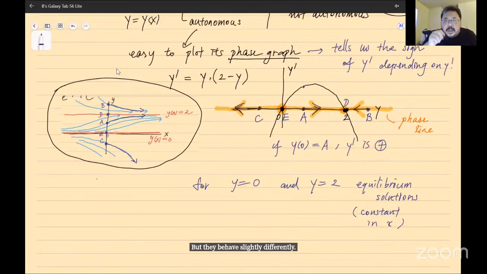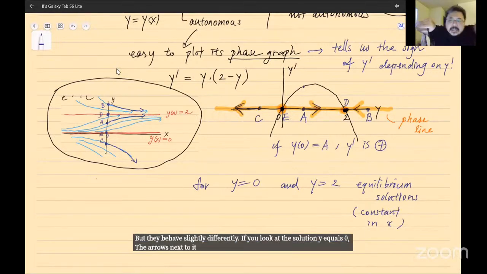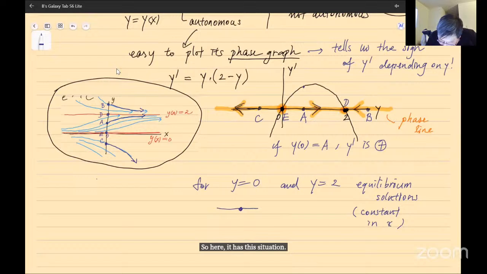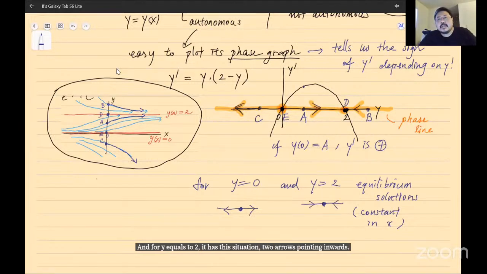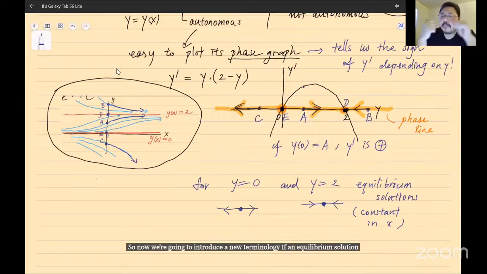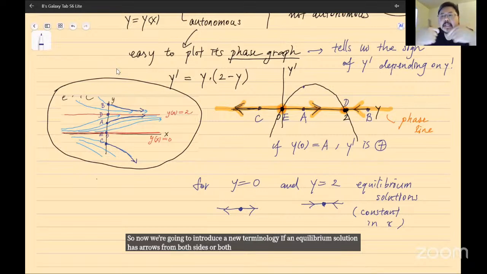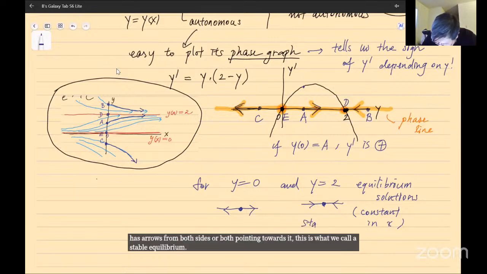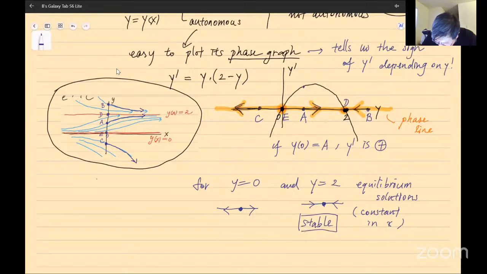If you look at the solution y equal to 0, the arrows next to it are pointing to the left and to the right. So here it has this situation. And for y equal to 2, it has this situation: two arrows pointing inwards, you see. So now we're going to introduce a new terminology. If an equilibrium solution has arrows from both sides pointing towards it, this is what we call a stable equilibrium.